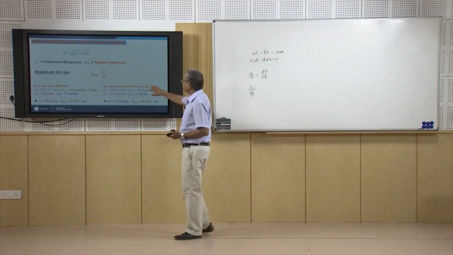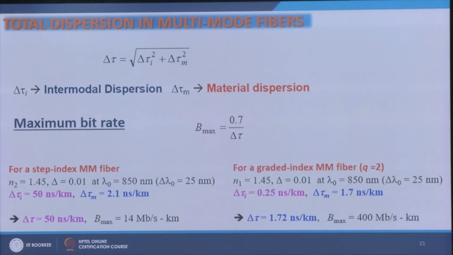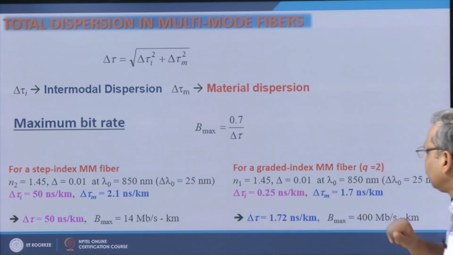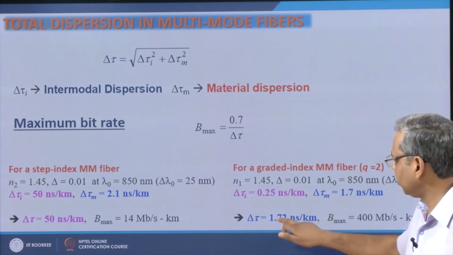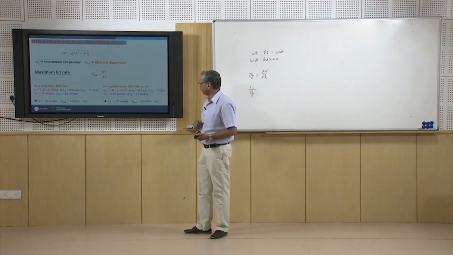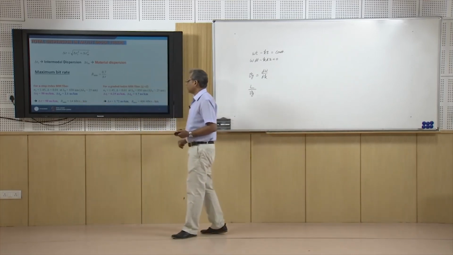If I take a graded index multimode fiber with q equal to 2, which has parabolic index variation, then I find that intermodal dispersion comes down to 0.25 nanoseconds per kilometer, while material dispersion is 1.7 nanoseconds per kilometer. So this dominates. Total dispersion is about 1.72 and B_max can be 400 Mbps over a kilometer. So it increases from 40 Mbps to 400 Mbps.